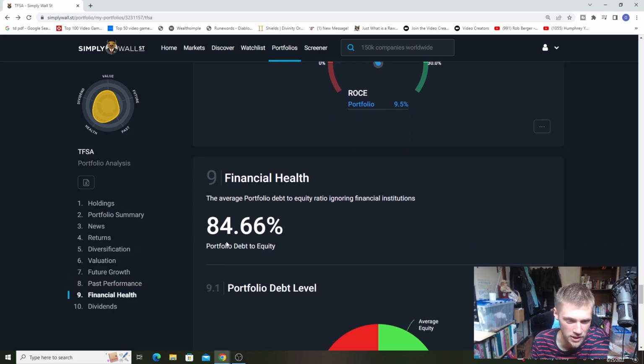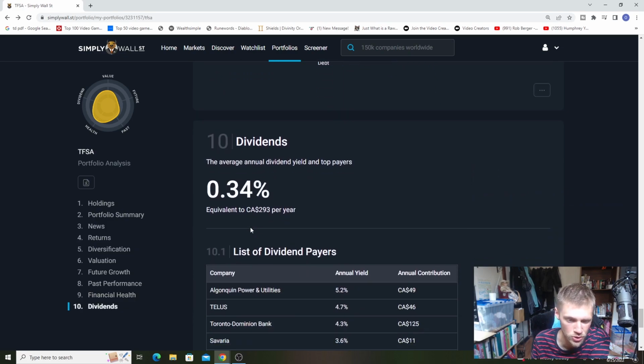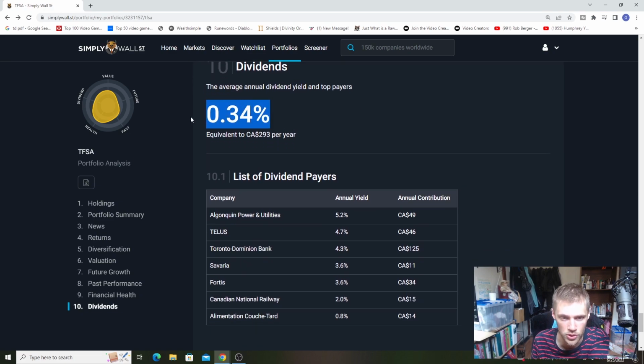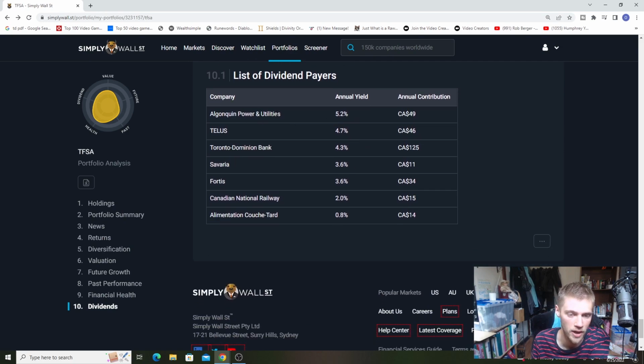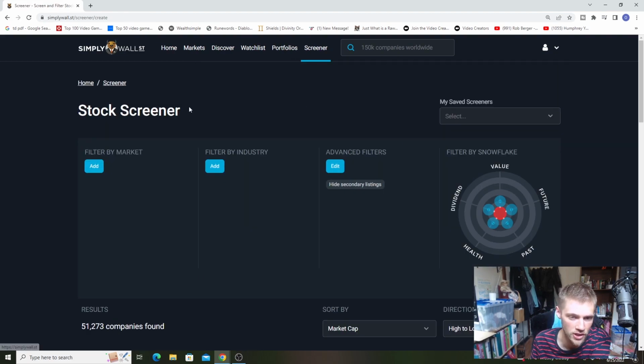We have different things like the portfolio debt to equity ratio. So once again, this is just dealing with financials. Dividends is a cool thing everybody likes to see. We can see the average annual dividend yield in top payers. And again, this is individual stocks, so it's not accounting for my ETFs, but we have Algonquin Power and Utilities being my highest dividend yield at 5%, TELUS second, TD, Savaria, Fortis, CNR, and then Couche-Tard here way at the bottom. And that's just some basic things for the portfolio tracker. And then we have a screener you guys can check out as well.